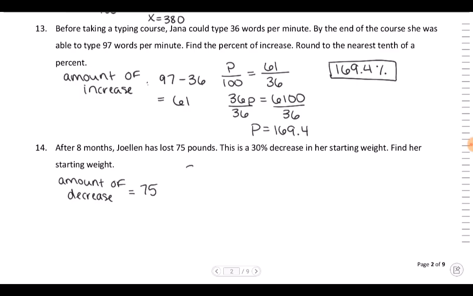So if I set up my 30%, 30 over 100, and the amount of decrease here is 75, and I want to know what is the starting amount, so the original amount needs to be that bottom number there. Okay, so if I cross multiply here, I get 30x equals 7,500, and then divide both sides by 30. So x equals 7,500 divided by 30, which is 250. So her starting weight was 250 pounds.